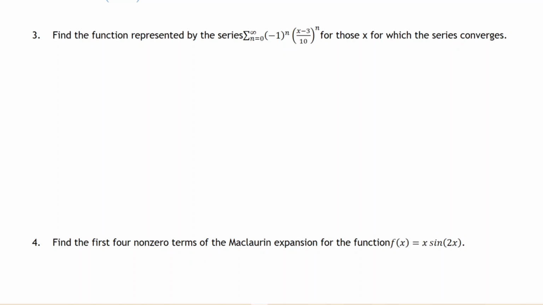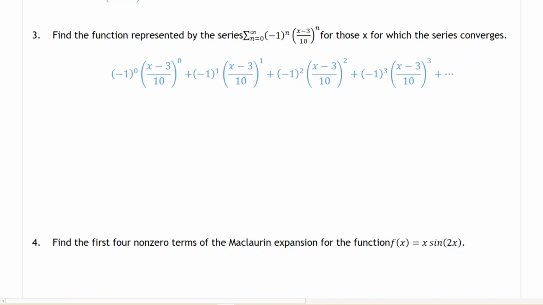Question 3 on the Chapter 10 practice test in calculus is a little bit of a twist on the old geometric series question. So this says to find the function that's represented by this series for those values of x for which this series converges.